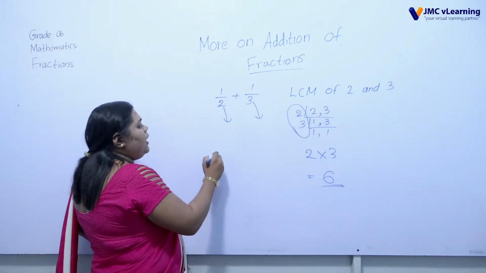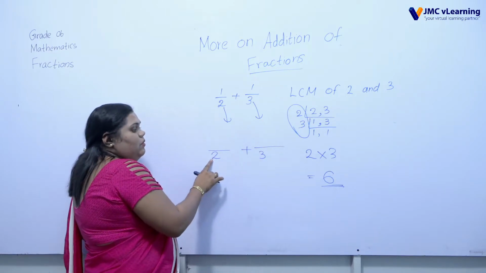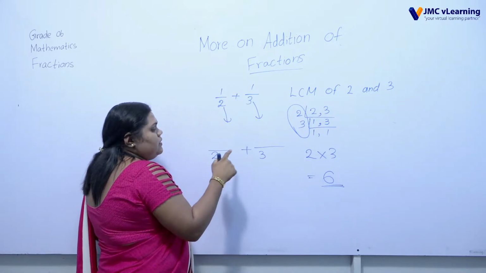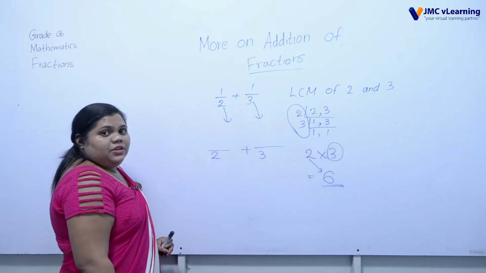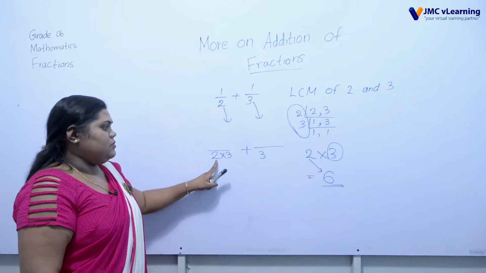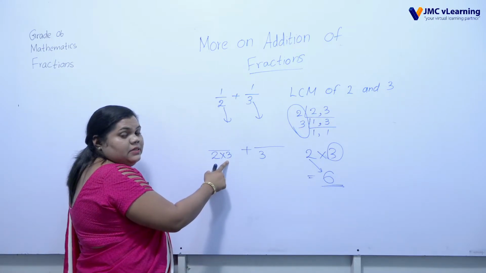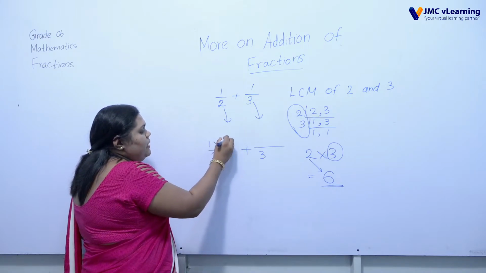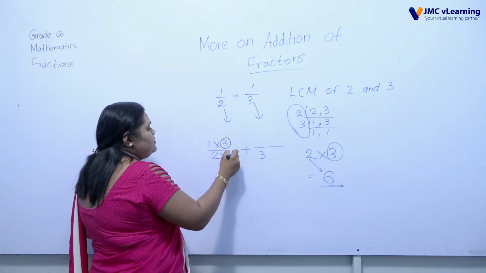Okay, now we want to write them separately like this. Now you want to convert this 2 into 6. It means, look at this. This 2 into 6 means you have multiplied by 3. You want to multiply this 2 by 3. Now, if you do something to the denominator, you want to do the same thing to the numerator. It means this 1 you want to multiply by 3. Are you clear children? This 1 you want to multiply by 3.